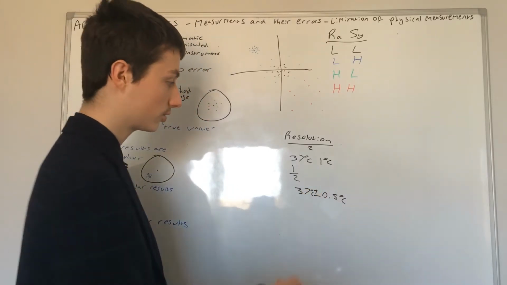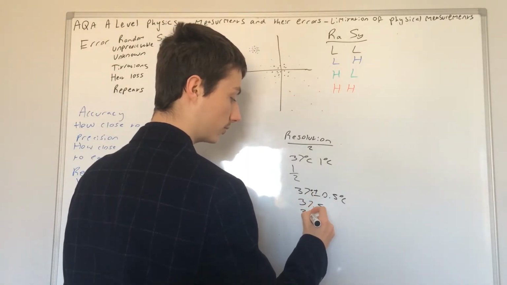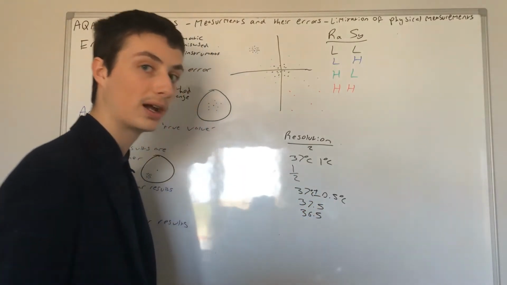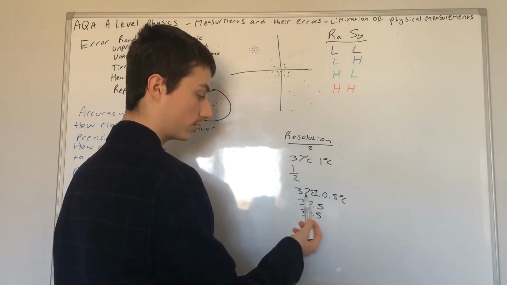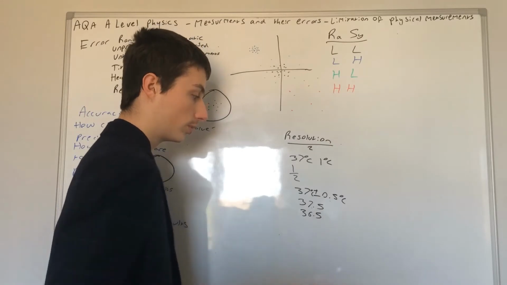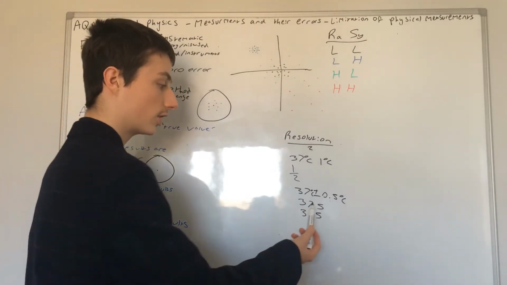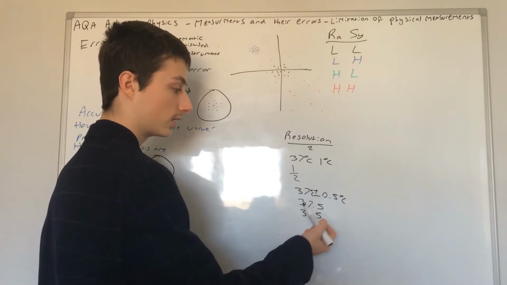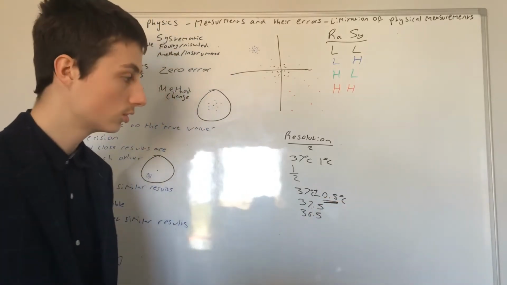We could also show this number from 37.5 and 36.5 being the upper and lower bounds. And if we add 0.5 to this, we get 37.5. And if we take 0.5 from 37, we get 36.5. This is just another way of writing these bounds. And this here is the absolute uncertainty, 0.5.